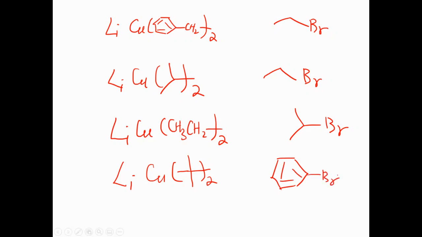So just for the sake of clarity, I'm going to label the point of connection bond in a different color. Okay, so green bond means the point of connection. Okay, so which set will give you the cross-coupling product at good yield: A, B, C, D? Only one of them will give you good yield.